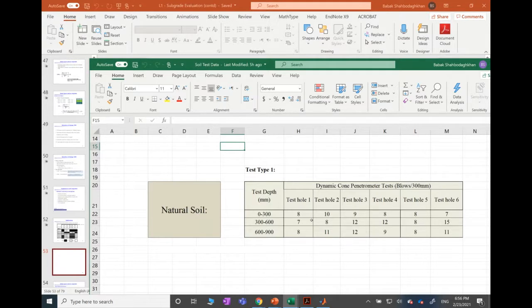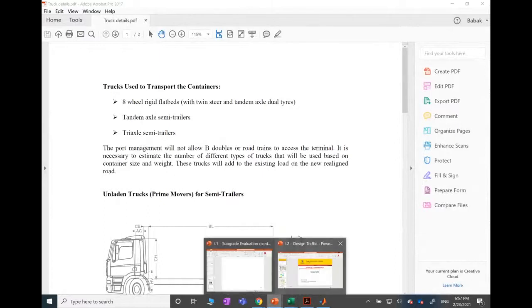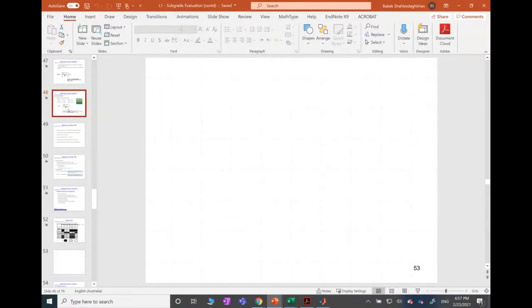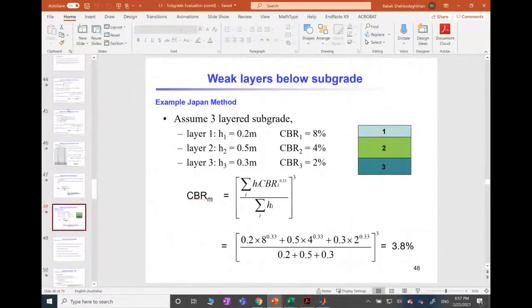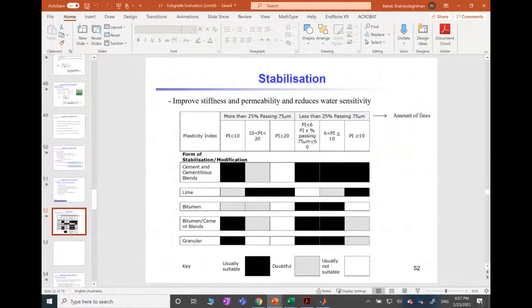But for the assignment, I mentioned that you need to use the unified soil classification system for the second part. So if you are talking about that part, I specifically mentioned that you need to use unified soil classification. But the table I showed you here is for the case that you want to decide about the additive for the stabilization of the soil, right?